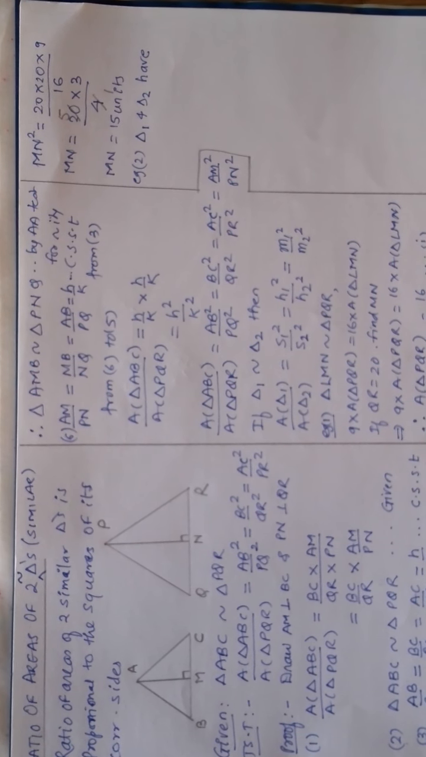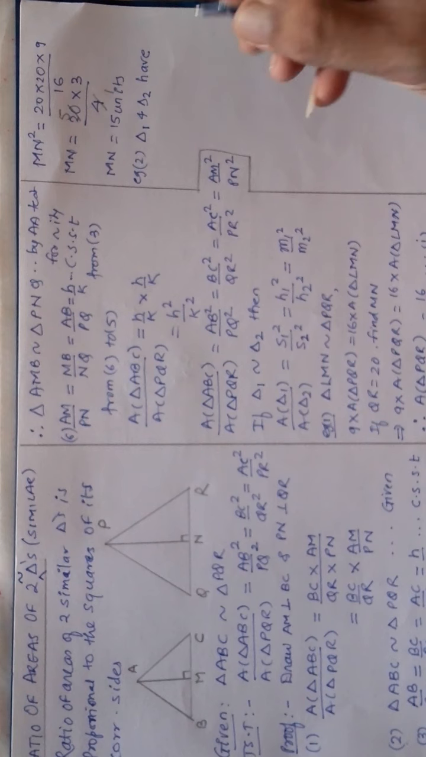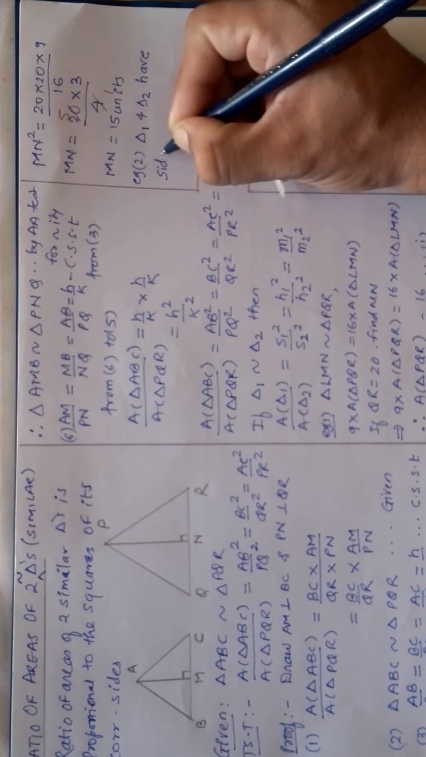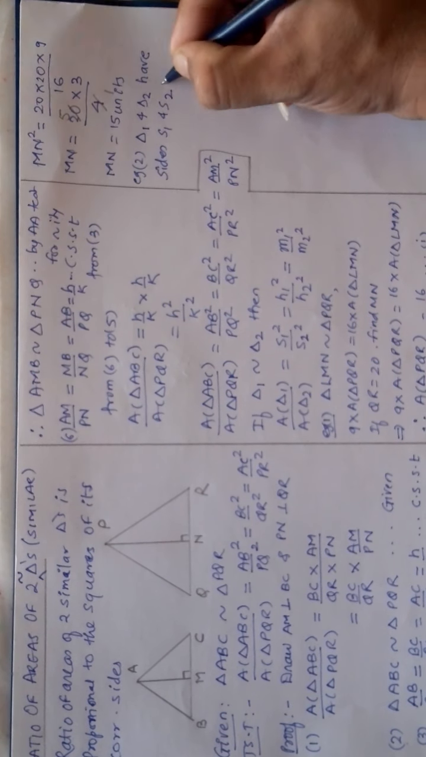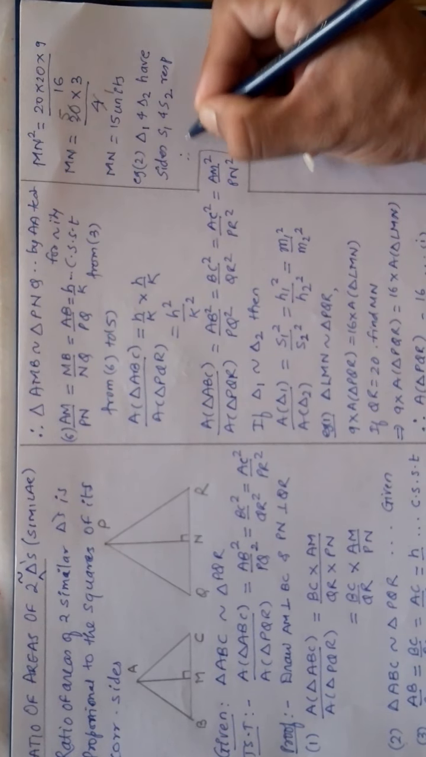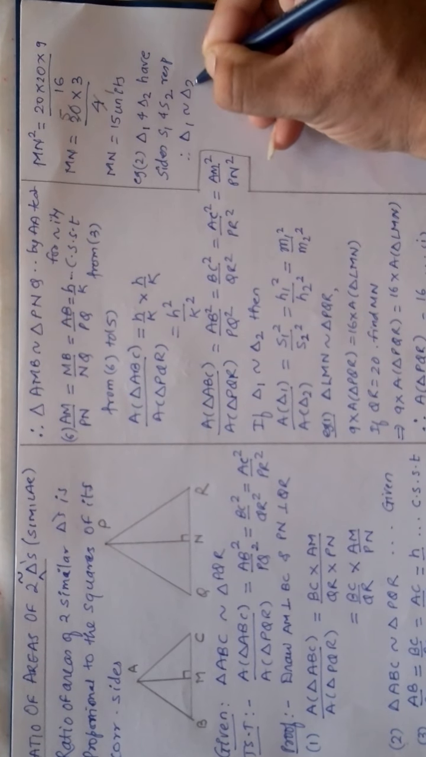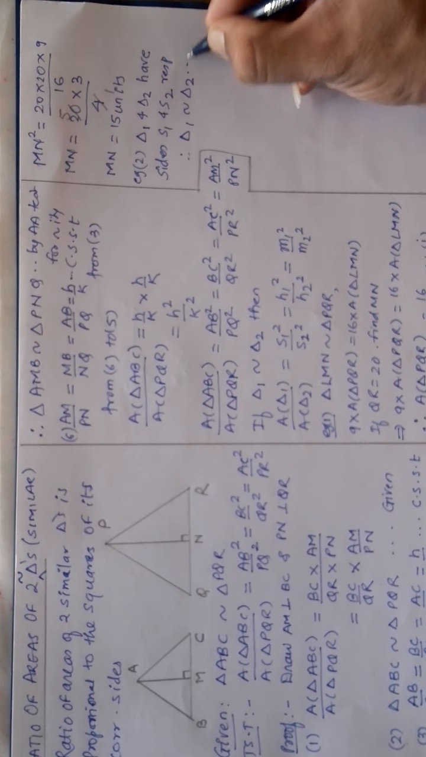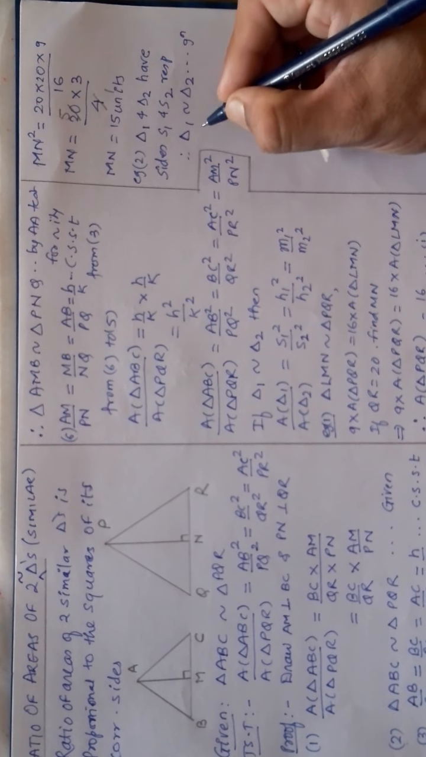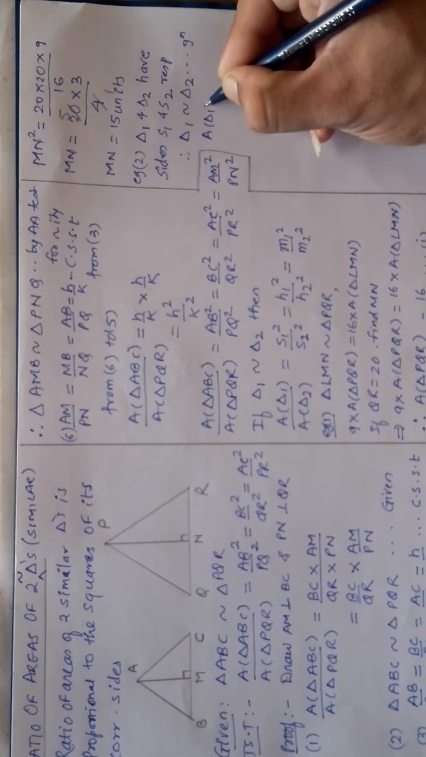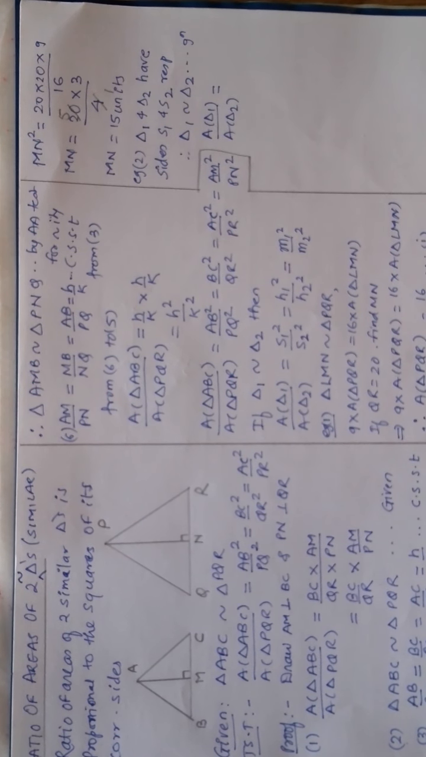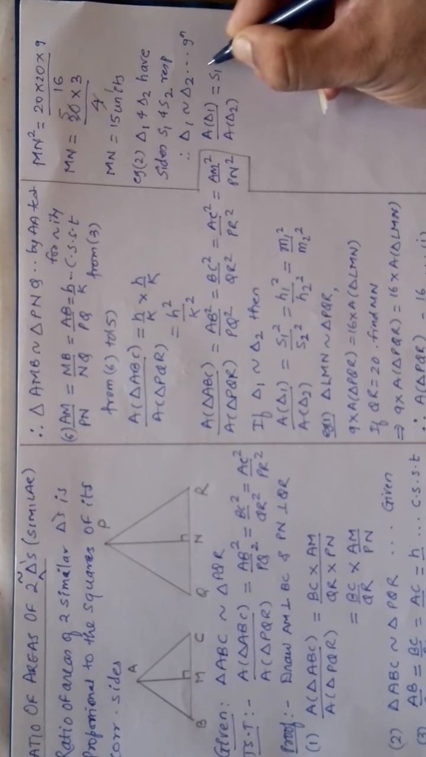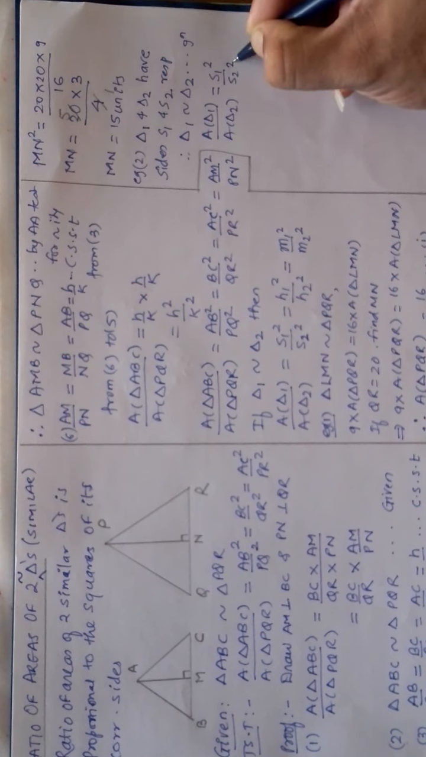Okay, so triangle 1 and triangle 2 have sides S1 and S2 respectively. And it is told that triangle 1 is similar to triangle 2. This is given to you. If it is given, then the area of triangle 1 is to the area of triangle 2, which are already similar, is proportional to the squares of their corresponding sides. That is S1 square is to S2 square.